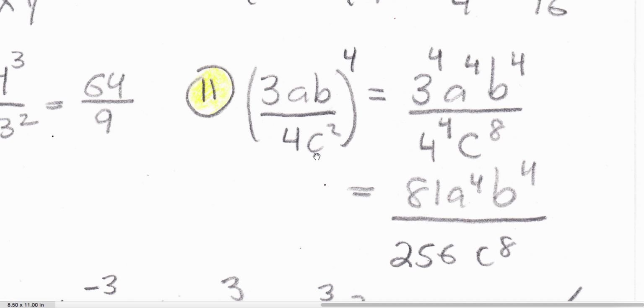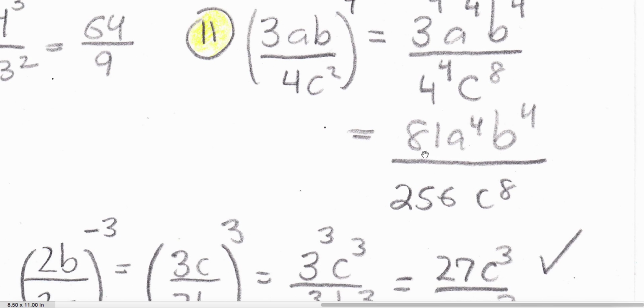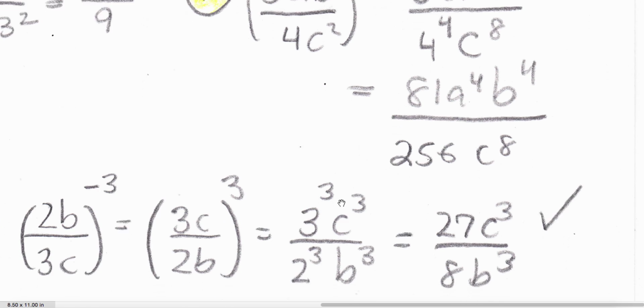3ab over 4c squared to the 4th is the same as 3 to the 4th times a to the 4th times b to the 4th over 4 to the 4th times c to the 8th. This becomes 81a to the 4th, b to the 4th, divided by 256 c to the 8th.